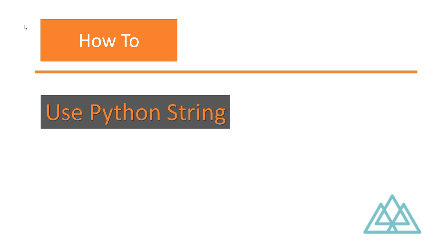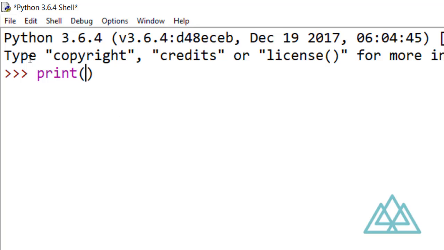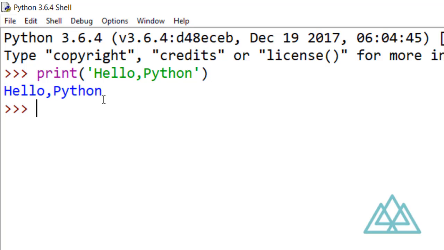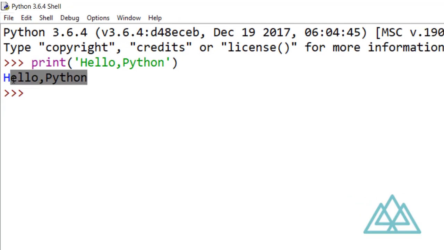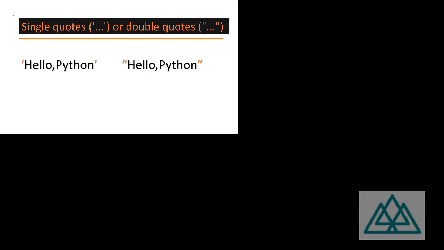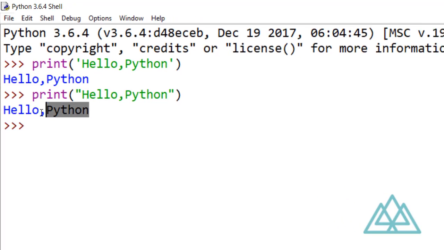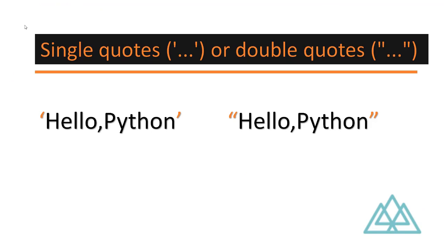The first one is how to define a string with single quotes. If you type a string with single quotes, the result will be hello. And the same if you type the string with double quotes, the result will be the same. There is no difference at all between the results. You can use either single quotes or double quotes.